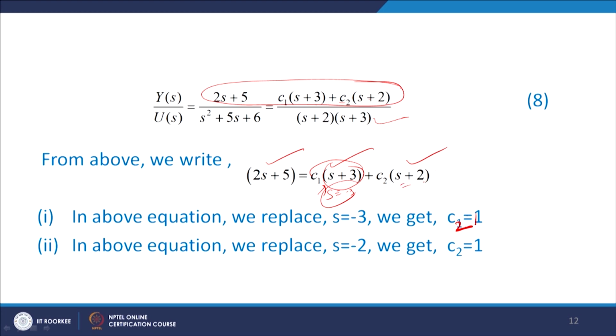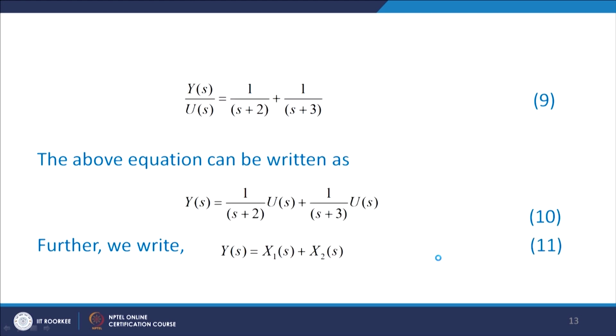So s equals to minus, we replace, this c2 becomes equals to 0. So we will get the values of c1 and c2, and finally we have got Y(s)/U(s) equals to 1/(s+2) and 1/(s+3). The above equation can be written as 1/(s+2) into U(s), 1/(s+3) into U(s).